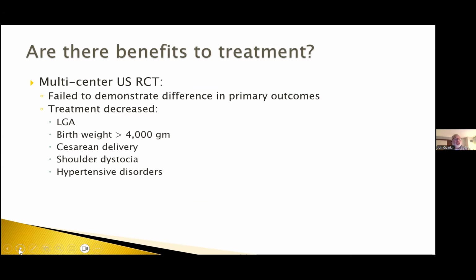There's also been one very large multi-center U.S. randomized controlled trial that failed to demonstrate significant differences in the primary outcomes, which were the same for the Australian trial, but they did demonstrate a decrease in large for gestational age infants, birth weight greater than 4,000 grams, cesarean delivery, shoulder dystocia, and then again the hypertensive disorders. So again, the major studies really do show that treatment is beneficial overall.